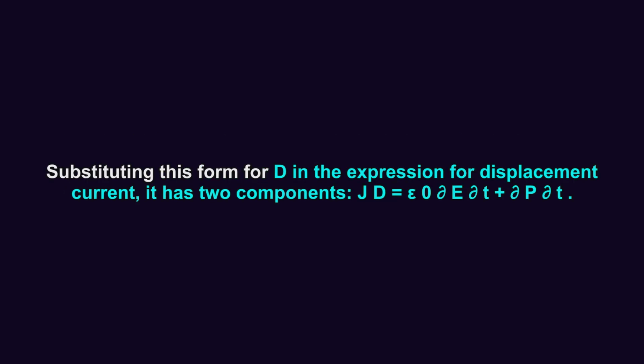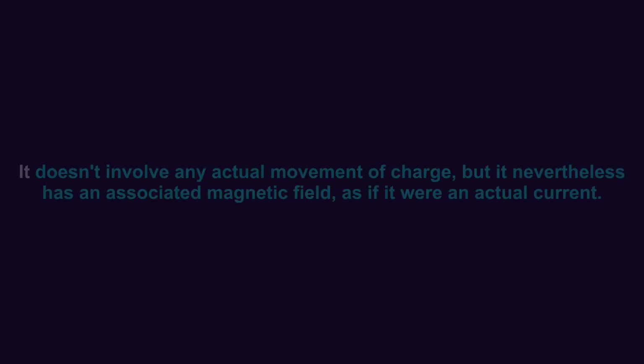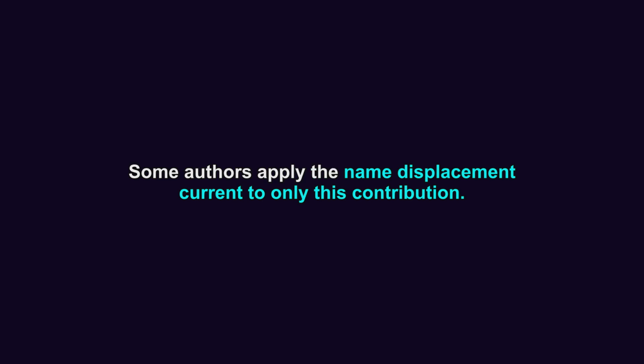Substituting this form for D in the expression for displacement current, it has two components: J_D = ε₀ ∂E/∂t + ∂P/∂t. The first term on the right-hand side is present everywhere, even in a vacuum. It doesn't involve any actual movement of charge, but it nevertheless has an associated magnetic field, as if it were an actual current. Some authors apply the name displacement current to only this contribution.